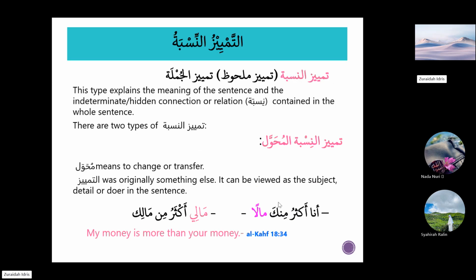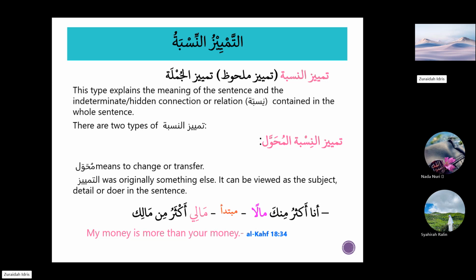Then we looked at the sentences that explain as well. And we said that usually the tamyiz comes from another sentence. The sentence originally had this meaning, like my money is more than your money. This is in the Quran. It's not written this way, but it's written with a tamyiz, and it's said instead as ana aksaru minka malan. So I'm more than you, but in what way? In terms of malan, in terms of property, in terms of assets, or in this case, money. Mali.